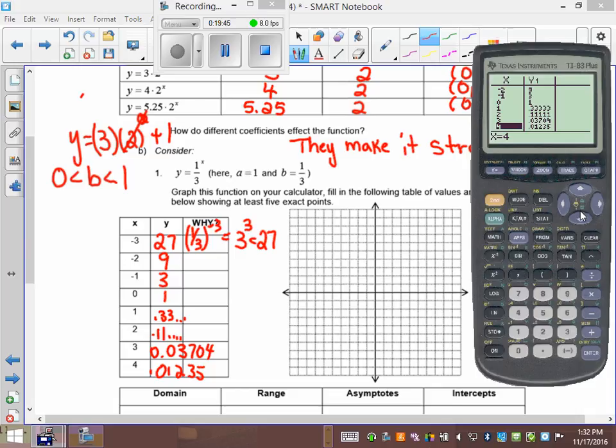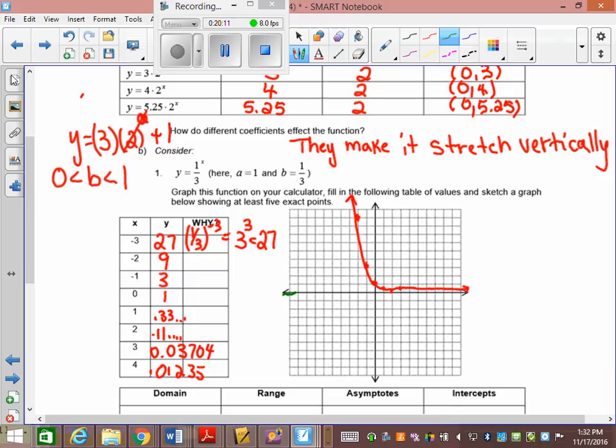And when we plot those, we can plot -2, 9, -1 and 3, 0 and 1, 0.33. We're just getting way closer, right? Now all that's going to happen is I'm going to get closer and closer to 0, but I'm not going to touch 0. So once again, I still have an asymptote at y equals 0.